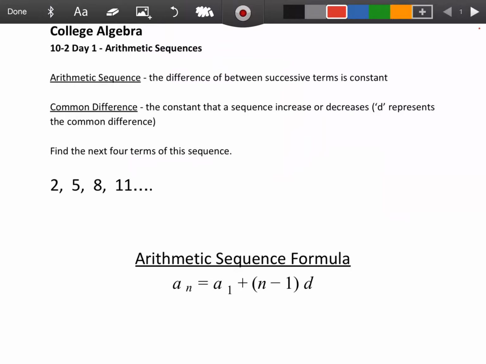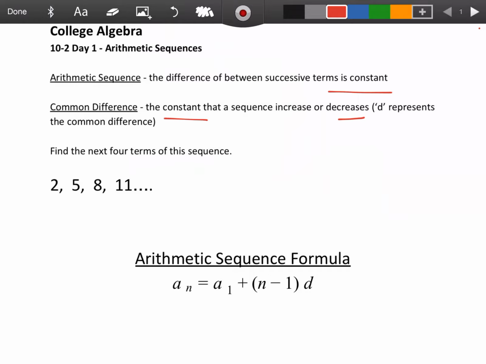In this video, we're going to be going through our first day of 10-2, which is on arithmetic sequences. So we've talked about sequences before. Today, we're going to talk specifically about arithmetic sequences. Arithmetic sequences are sequences where the difference between successive terms is constant. Basically, this means they're adding or subtracting the same number each time. The constant that it increases or decreases by is the common difference.